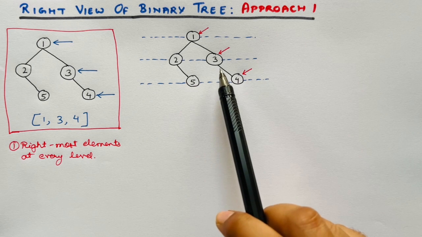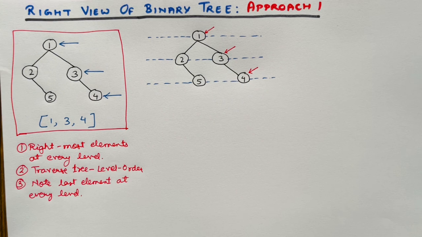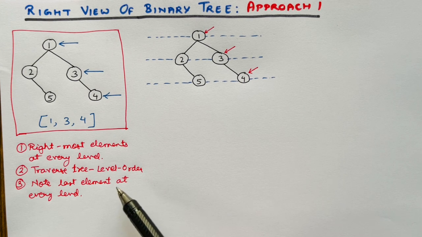And at every level, we just note the last element of that level. So we make other observations as well, that we will have to traverse the tree in level order fashion, and for every level we have to note down the last element somewhere to be able to return our answer. Now, how do we traverse the tree in level order fashion?